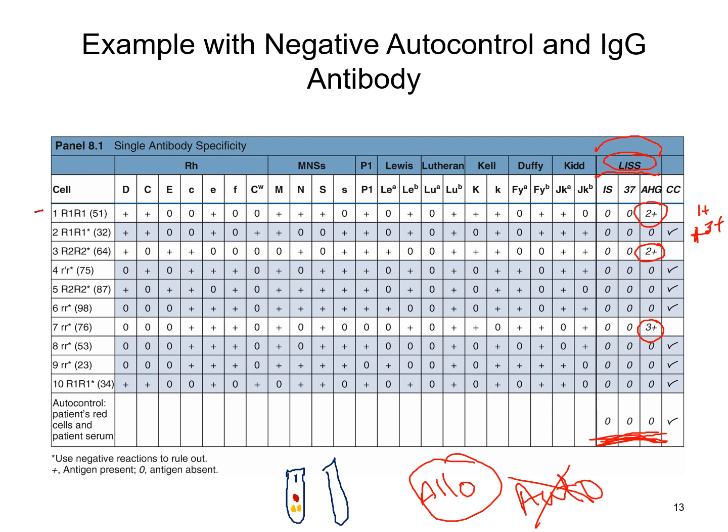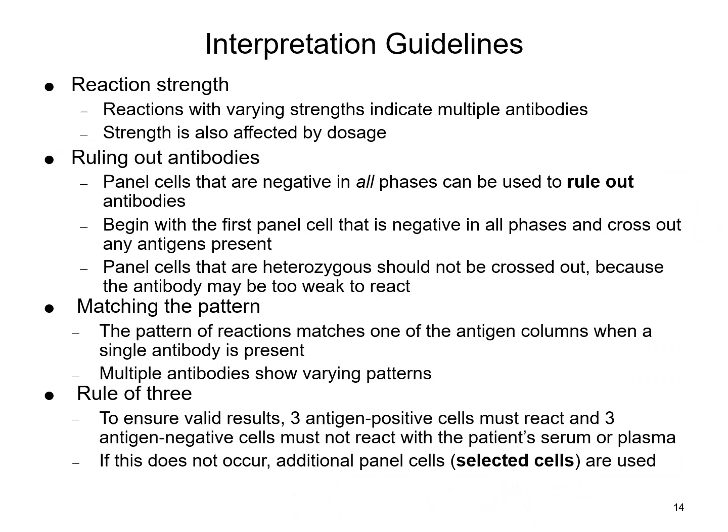So what do we do next? Well, we've got to figure out exactly what it is by a rule-out process. So we use our interpretation guidelines. We look at things like the strength. The strength of reactivity can vary because we can have multiple antibodies in there, as well as remember that we have some that show dosage based off of whether or not it's homozygous or heterozygous. Ruling out the antibodies.